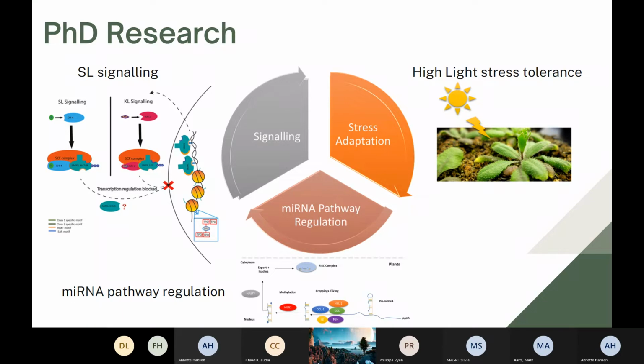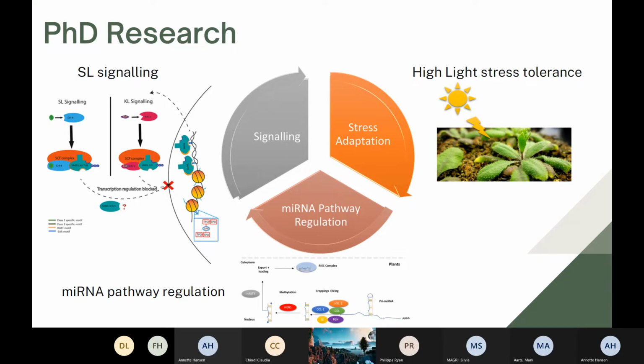The signaling pathway has a parallel signaling pathway with karrikin. It is quite unclear how the signaling pathway works, and there are so many question marks with respect to the developmental aspects and stress biology and everything. So that made me really jump in and work on three different parts of strigolactone biology.